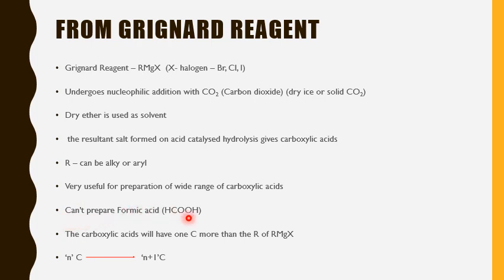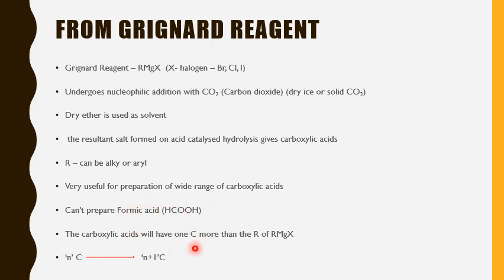The only thing is that it cannot be used for the formation of formic acid. Why? Because there is no corresponding R for this. Methanoic acid or formic acid, I hope you remember, is HCOOH. That means H should act as R here. So we cannot have a hydrogen magnesium halide, which cannot be called a Grignard reagent. Therefore, this is the only flaw of this process.